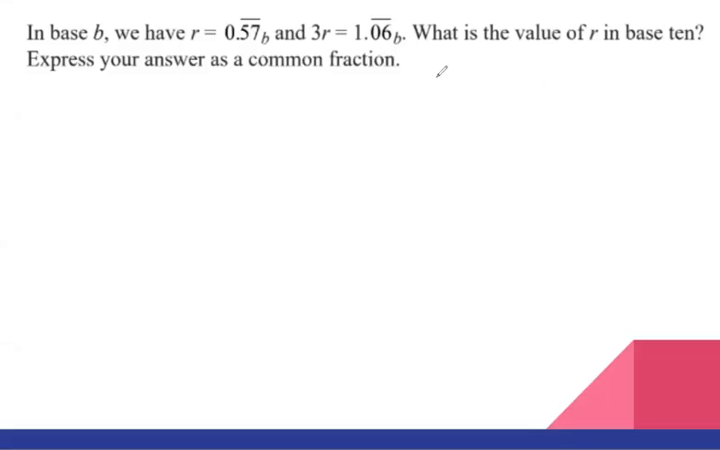Hello, everyone. So we have a really nice base number problem from MATHCOUNTS. So let's start with the problem. In base B, we have two numbers actually. R is given, and then Q is given in two different ways. Based on that, what is the value of R in base 10?